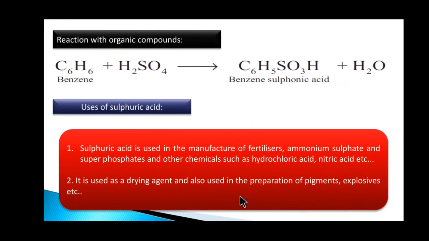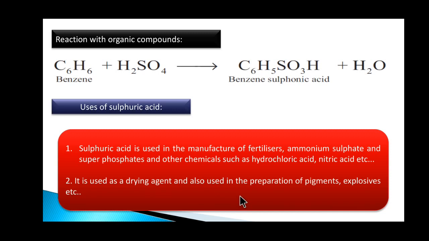Next, the reaction with organic compounds, where sulfuric acid reacts with organic compounds such as benzene to give sulfonic acid. Benzene, C6H6, reacts with sulfuric acid, H2SO4, to give benzene sulfonic acid as a product.